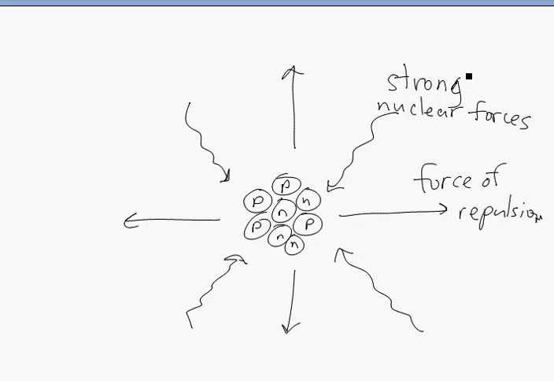However, if it's not, then we get radioactive decay, and either a particle or particles or energy in the form of gamma rays will be emitted. And in the next video, we're going to look at the three types of radioactive decay.